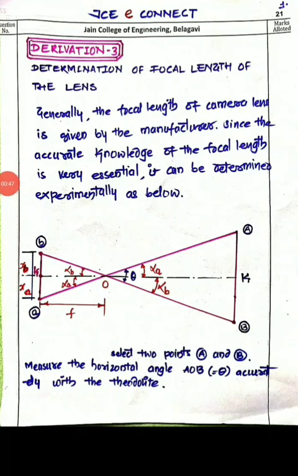As I said, this is the third derivation, and here we are going to determine the focal length of a lens. This experiment can be carried out by taking the theodolite, sighting two objects and then projecting the same on the negative, and you know that on the negative it will be a reverse image. So we do the analysis from the exposure station O with respect to the negative and the real objects on the ground. Generally the focal length of a camera lens is given by the manufacturer, but since accurate knowledge of the focal length is very essential, it can be determined experimentally as below. Then I have shown a figure.